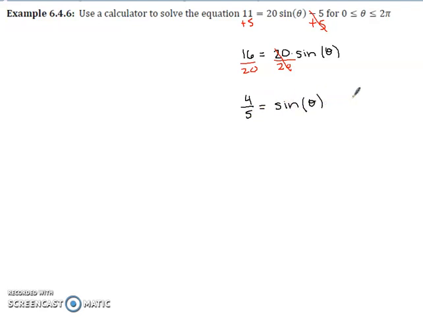Now, of course, I want to solve for theta on the interval from 0 to 2 pi, so we are working in radians. So since I want to solve for theta, I'm going to go ahead and use my inverse sine option on my calculator. So inverse sine of my ratio, which is 4/5, is going to give me the angle that I'm working with.